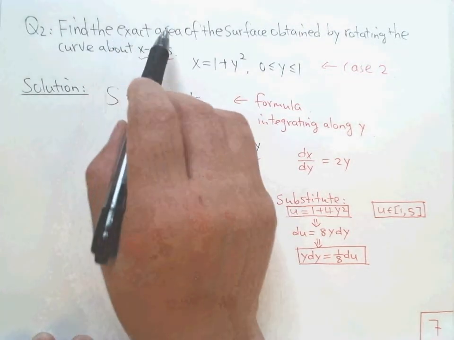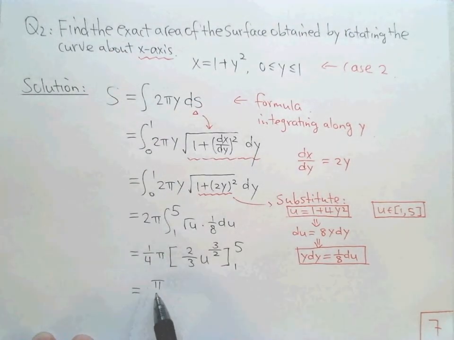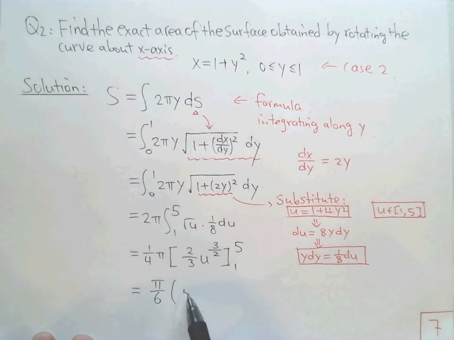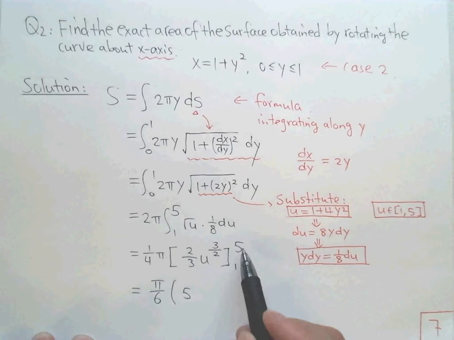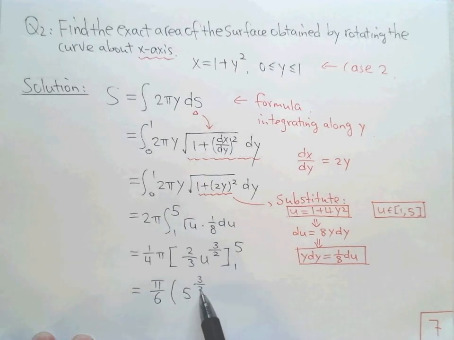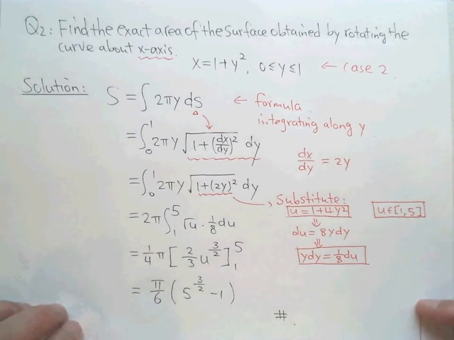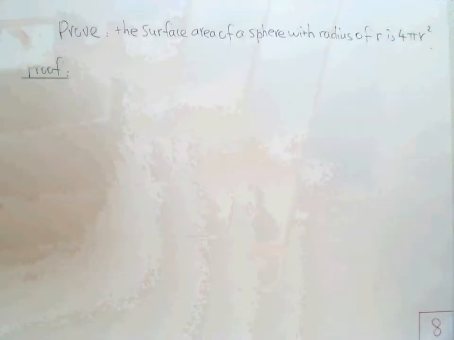Now you know how to do the calculation. After calculation, we get, see, the question asks to find the exact value. So we use the exact value. Don't use an approximation. Here is 5 raised to the 3 over 2 power, and then minus 1. This is the final exact value, the answer.